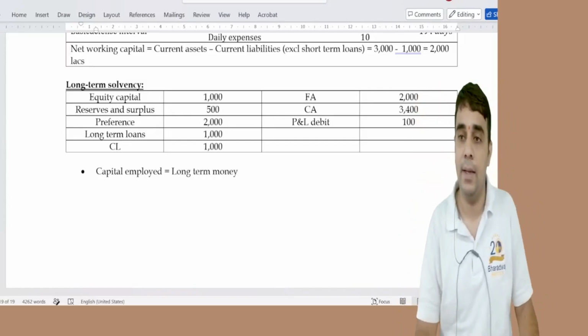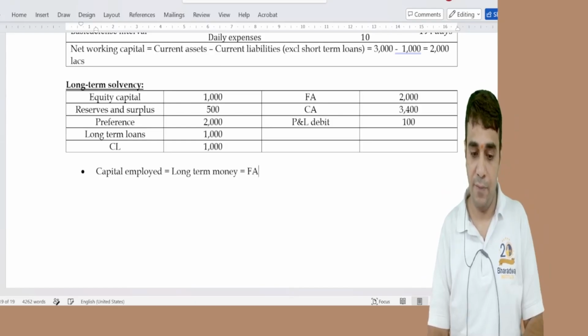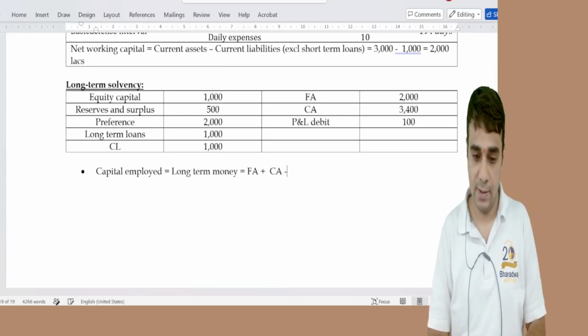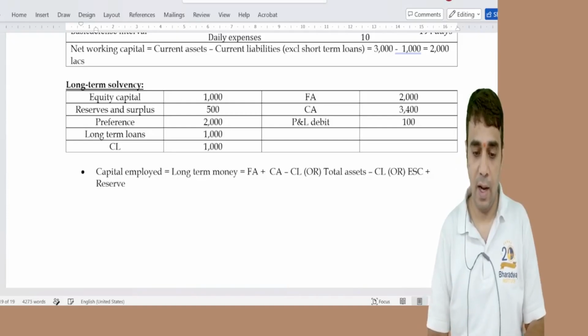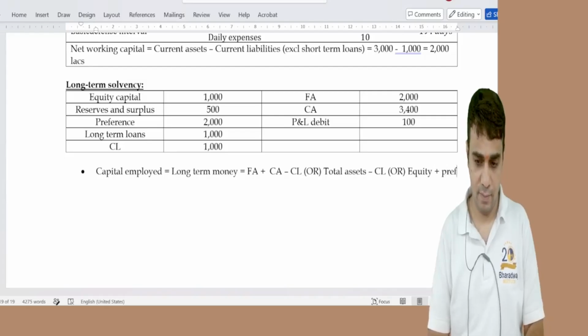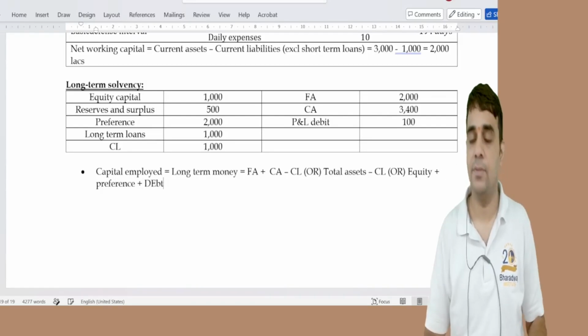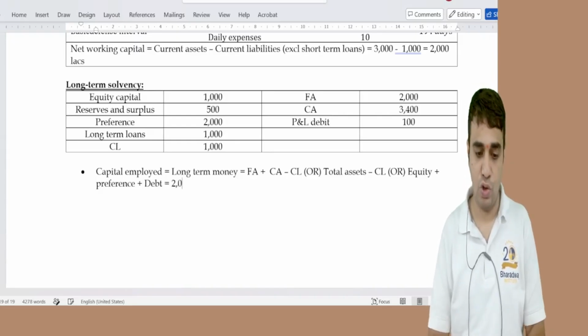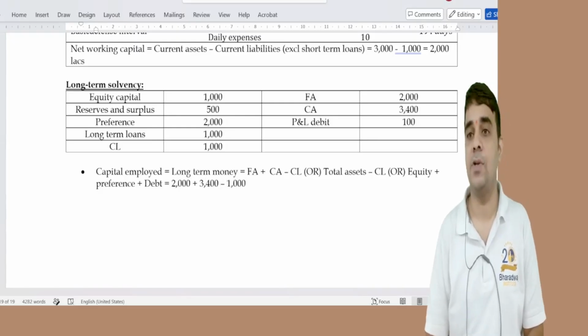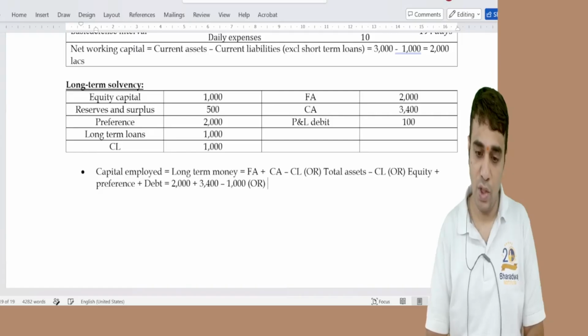So the long term money can be calculated as fixed assets plus current assets minus current liability, or you can say total assets minus current liability, or you can say equity, reserves, plus preference, plus debt. What is fixed assets plus current assets? 2000 plus 3400 minus 1000.